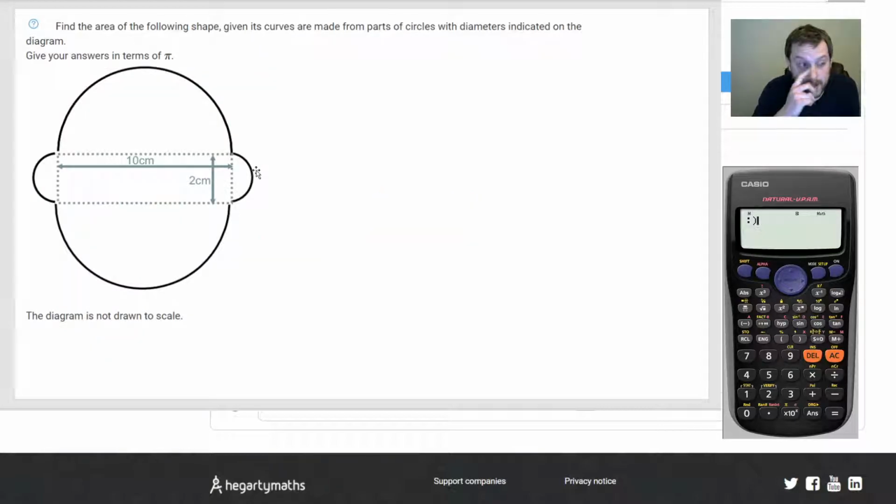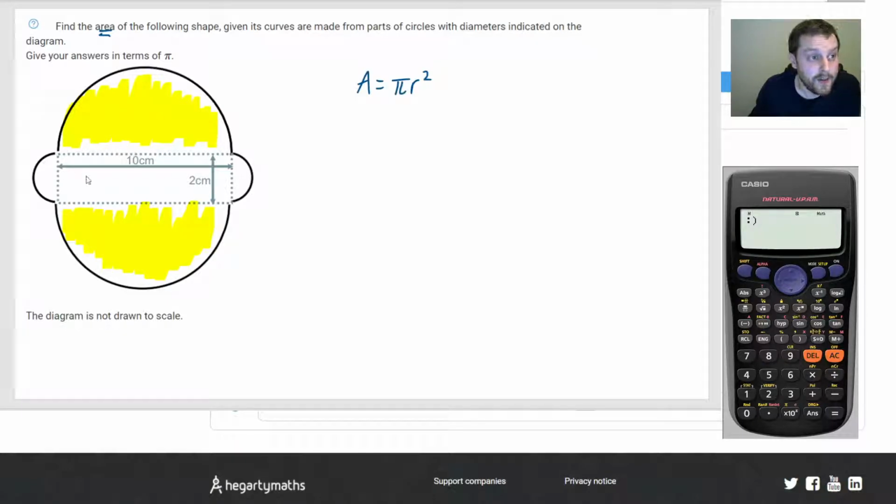Right, next question. This is an area question. So this time I'm going to be using area is pi r squared. Let me just write that a bit neater. Area is pi r squared. So if I color this in, let's use the highlighter, this top part and this bottom part makes one circle with radius 5.